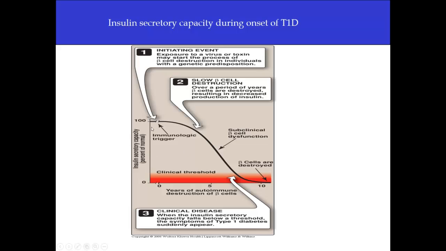So the y-axis shows the insulin secretory capacity. Over the years, as the beta cells are being destroyed, the pancreas is producing less and less insulin. And when 90% of the beta cells are destroyed, this is the clinical threshold, this is where the symptoms appear.